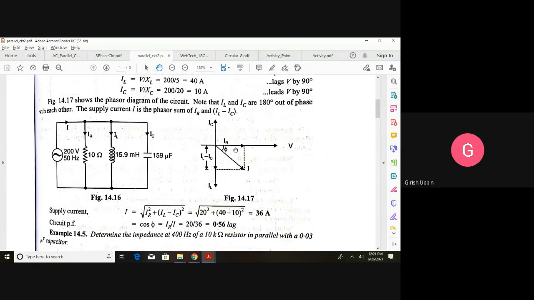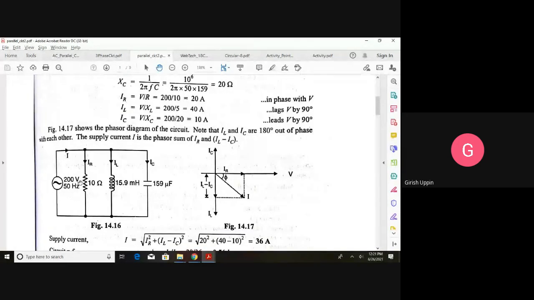Otherwise you can solve like this. Because IC and IL are on the same line, we can do an algebraic subtraction, IL minus IC. Therefore, I is equal to square root of IR square plus (IL minus IC) square. And these are the different currents we already calculated. IR is equal to V by R. The voltage is the same across all. V by R will give IR, V by XL will give IL, V by XC will give IC. So IR is 20 amperes, IL 40 amperes, IC is 10 amperes.